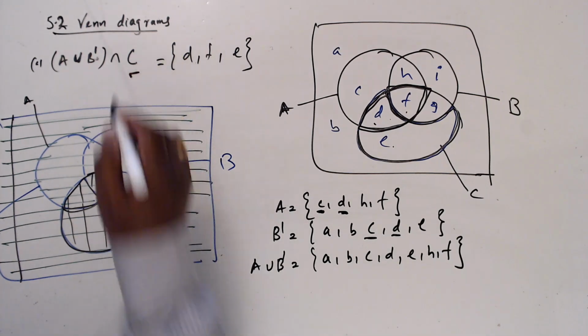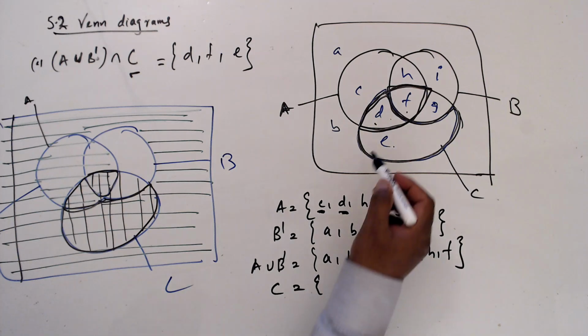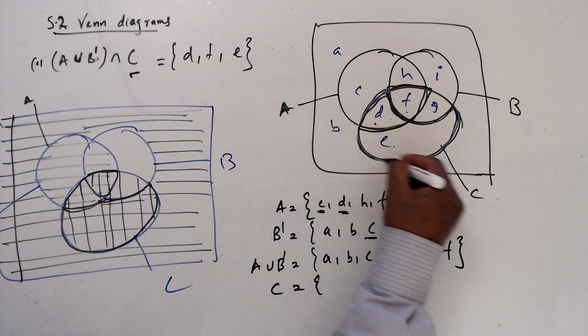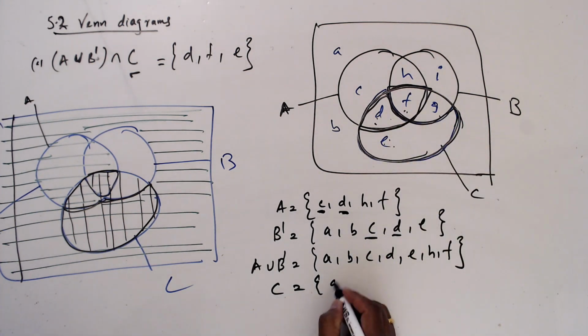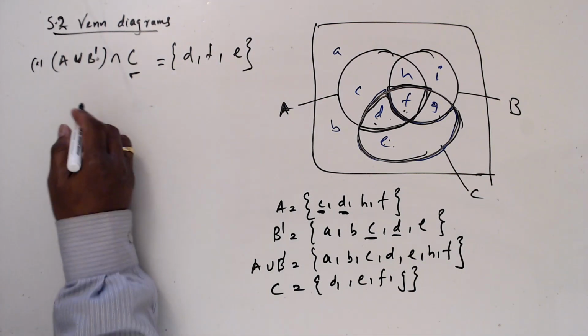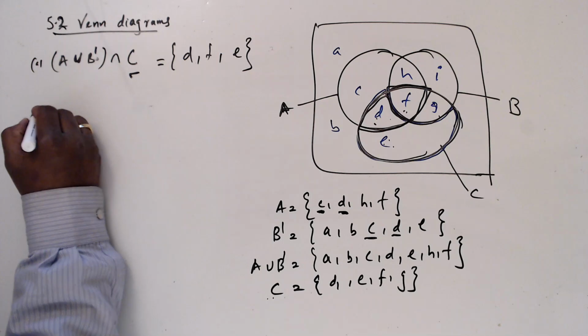Now you can write C. What is C? This is C: D, E, F, G. Now I need the intersection of both. What is the meaning of intersection? Intersection means common elements.